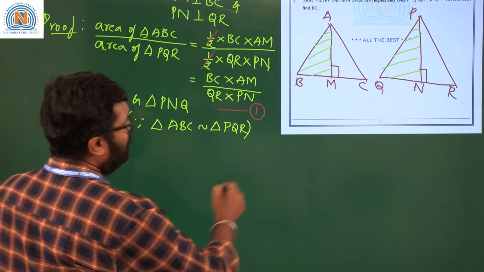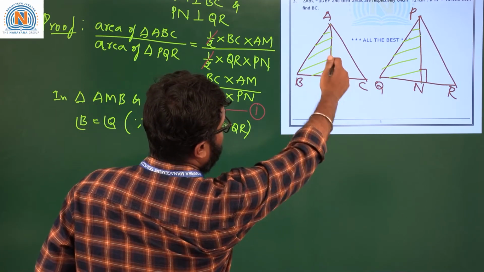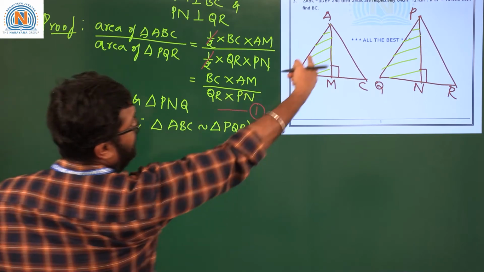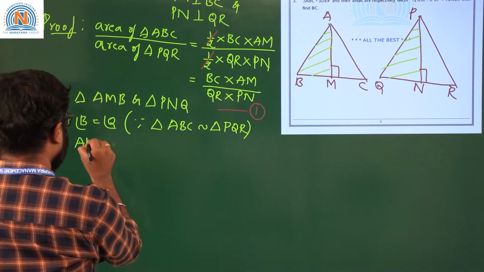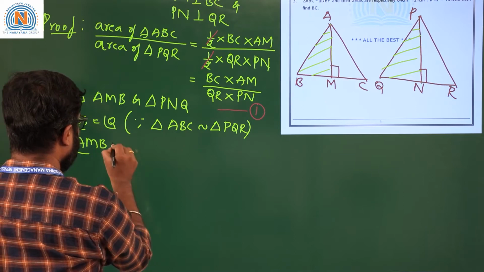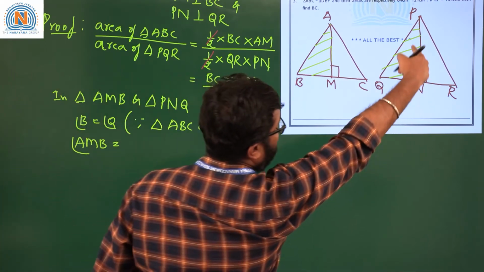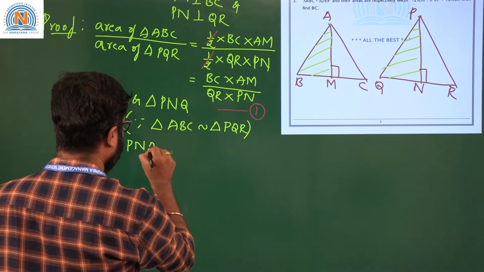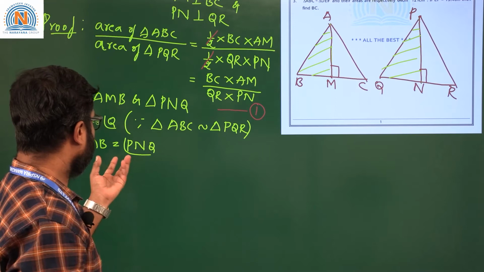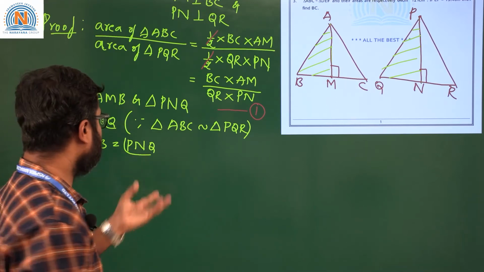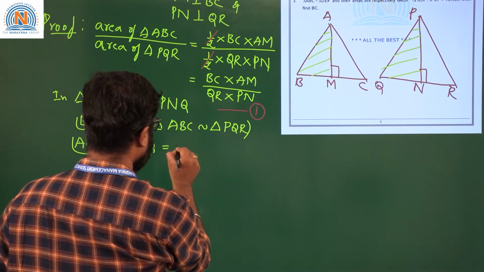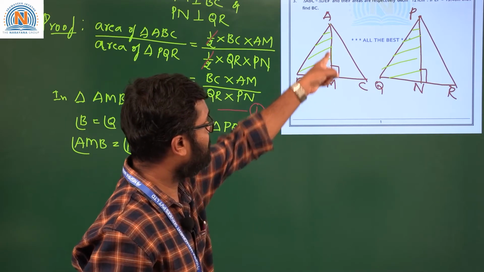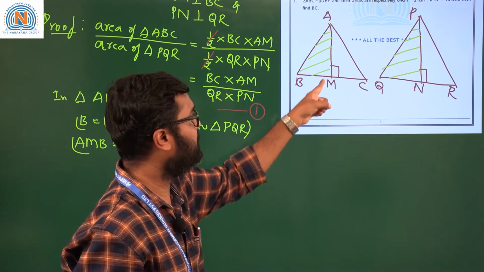So now if you take this angle, that is angle AMB, is equal to angle PNQ. So these two angles are equal. Why, children? Both are equal to 90 degrees, isn't it? So this is 90 degrees, perpendicular. So that's why this angle is 90 degrees.